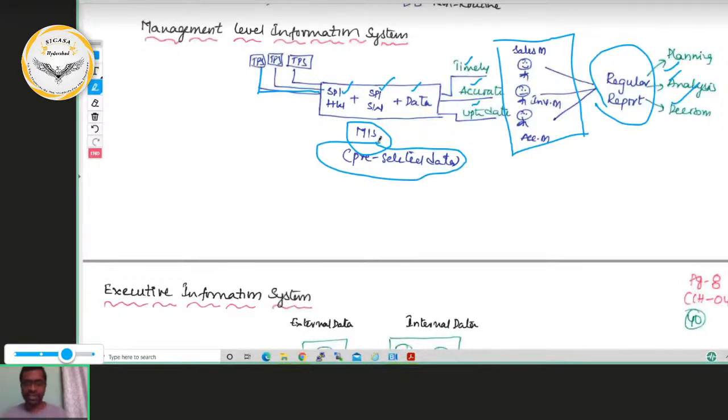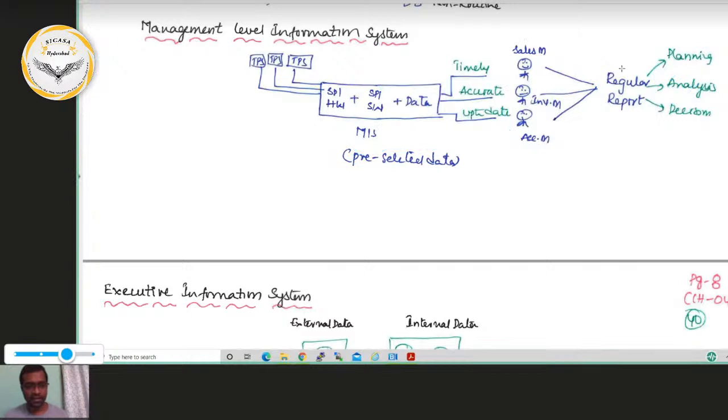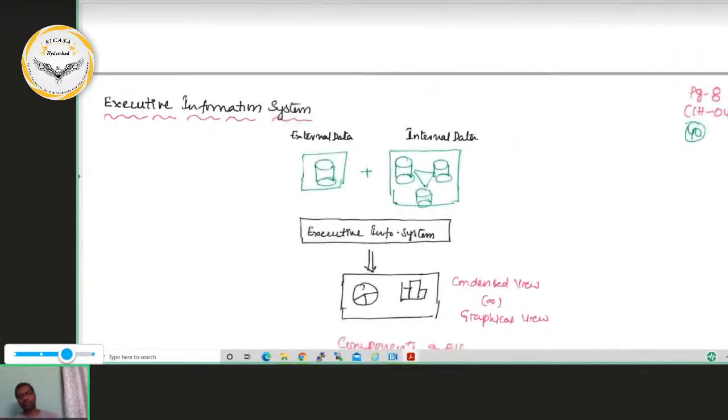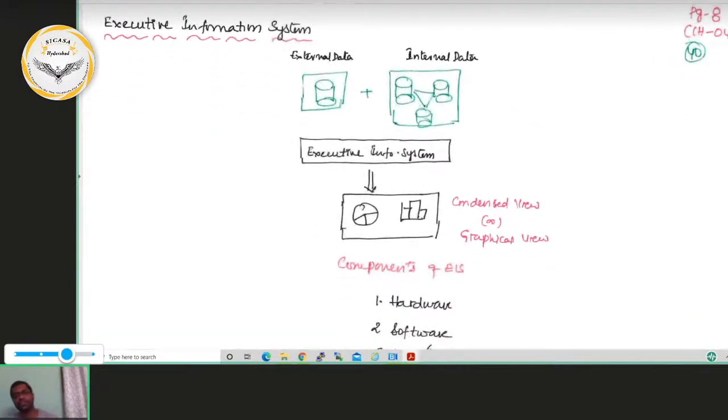So we are done with the third level, that is management level information systems, and let us see the last level. The last level is executive information system. What do you mean by executive information system? These information systems are used by top level management. The uniqueness of this information system is it combines both internal data and external data. What do you mean by internal data? Internal data is nothing but data generated within an organization.